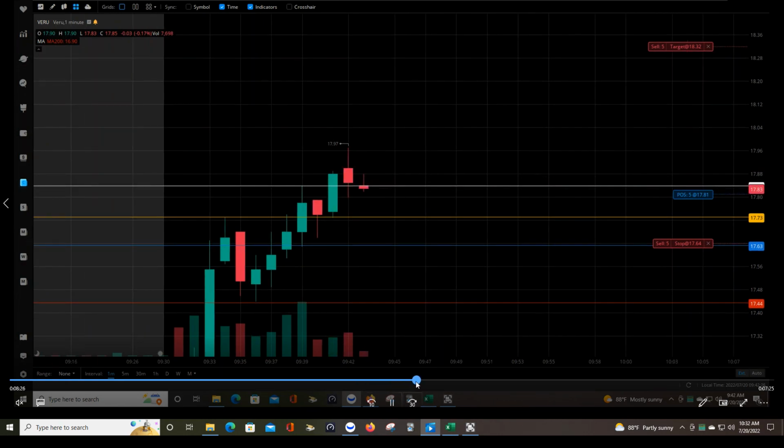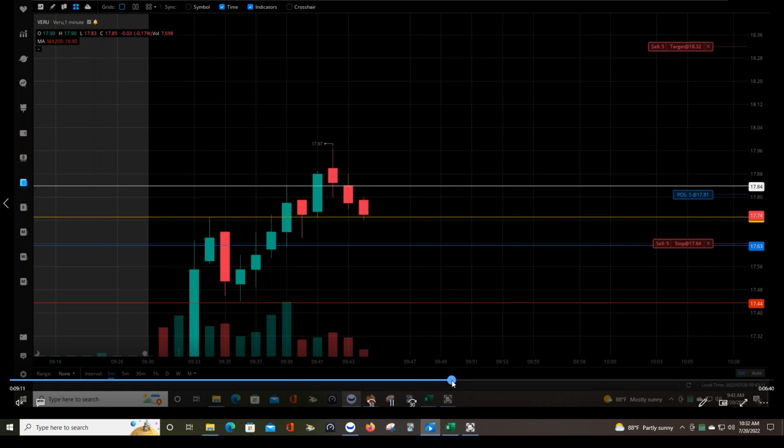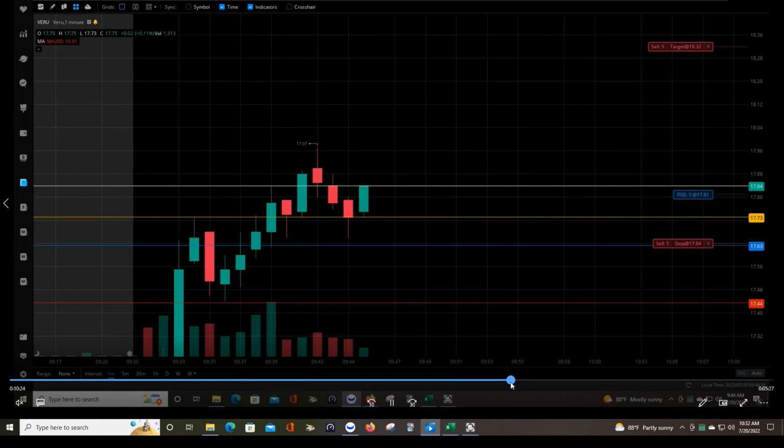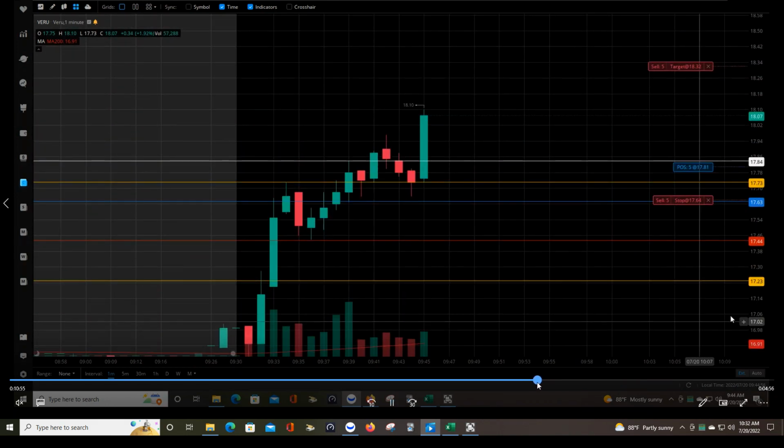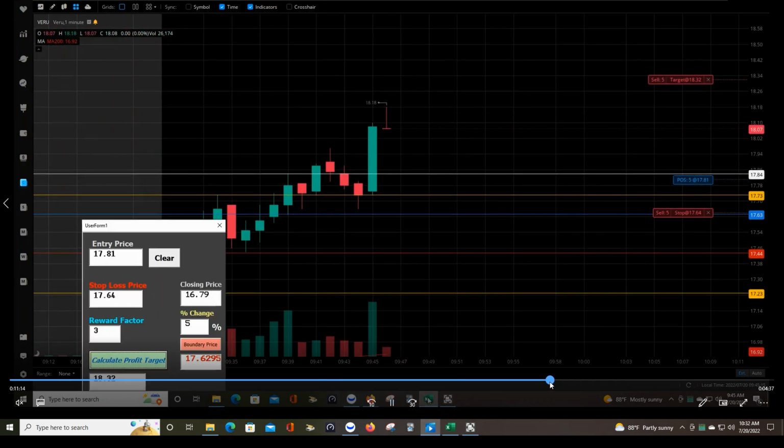So I'm going to fast forward and we'll see what happens here. So it looks like right now the trade is going to fail, but you see that I don't change anything. I just let the trade play out. And it got near my stop, but did not hit the stop. And I just flipped to the daily chart there for a second. But now we're still in the trade, I should say.